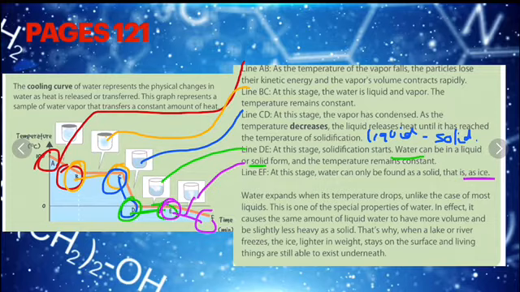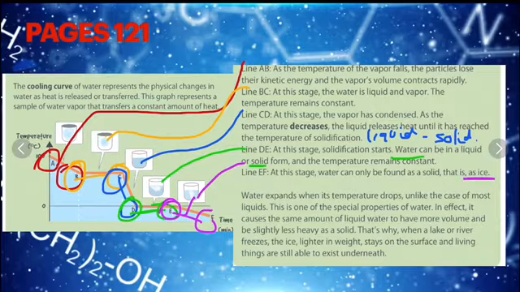It says water expands when its temperature drops. Unlike most liquids, this is one of the special properties of water. In effect, it causes the same amount of liquid water to have more volume and to be slightly less heavy as a solid. That's why when a lake or a river freezes, the ice, lighter in weight, stays on the surface and living things are still able to exist underneath. You see how a liquid can change into ice, depending on the situations.